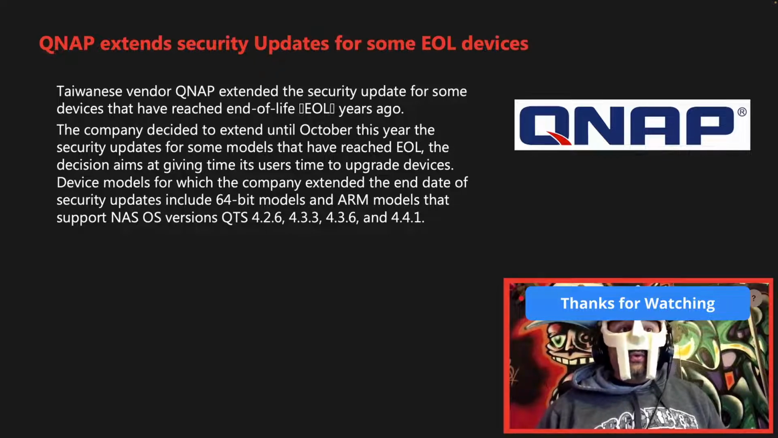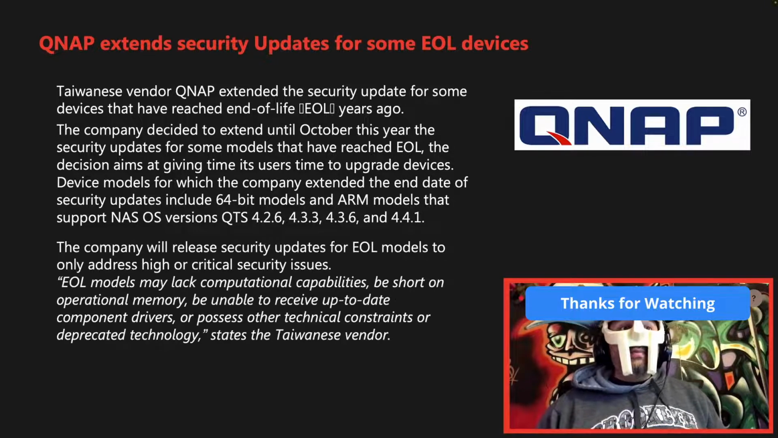Device models for which the company extended the end date of security updates include 64-bit models and ARM models that support NAS OS versions QTS 4.2.6, 4.3.3, 4.3.6, and 4.4.1. The company will release security updates for end-of-life models to only address high or critical security issues. End-of-life models may lack computational capabilities, be short on operational memory, be unable to receive up-to-date component drivers, or possess other technical constraints or deprecating technology, which is why they only do critical vulnerability updates.